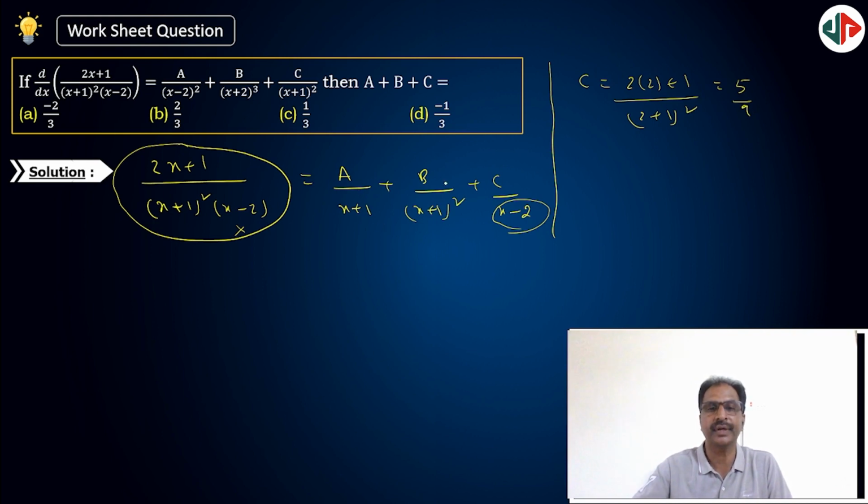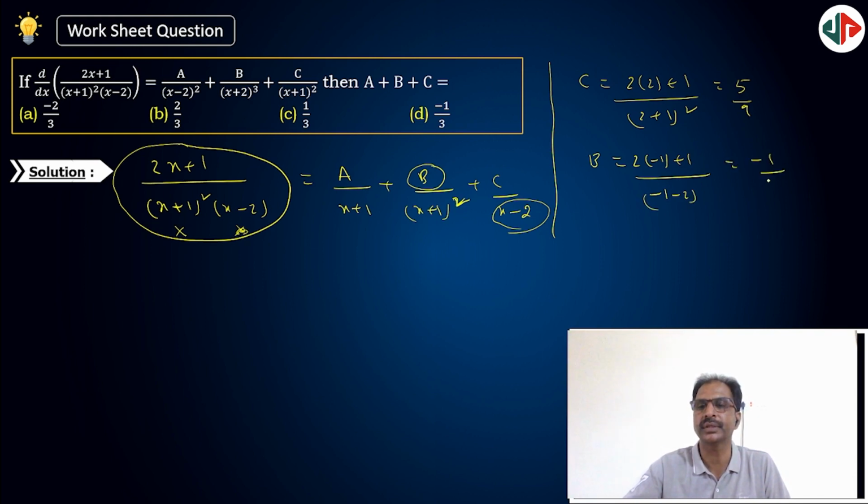Next step, a repeated factor, wherever you have the highest power, that constant b can be obtained by a shortcut like this. Equate (x + 1)² to 0, you will get x = −1. Put x = −1 except here. Then what will be b? 2 into −1 + 1 by, except in (x + 1)², I have to put x = −1. So −1 − 2. So this is nothing but −1/−3, which is 1/3.